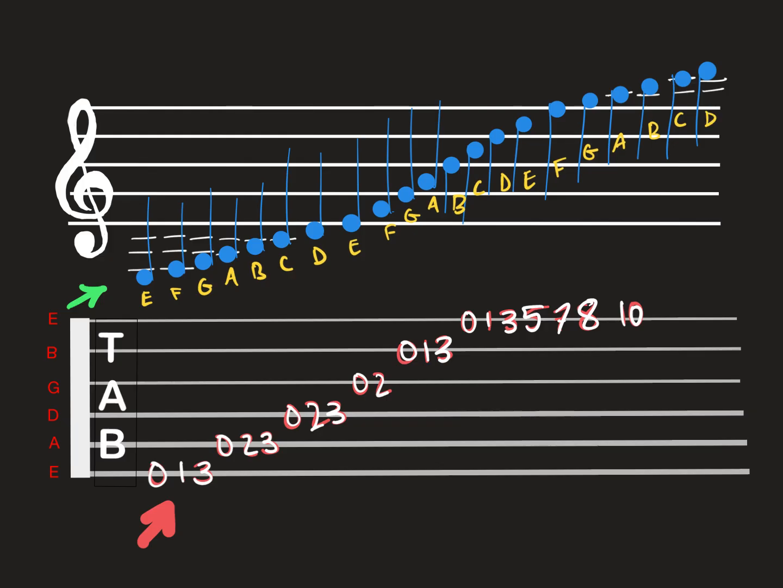So you can play along here with the low E string open, then the first fret, third fret, then open on the next string, second fret, third fret, and so on. And you can compare to see what the staff notation looks like in relationship to what you're playing on the guitar. Okay, let's talk a little bit about note duration.